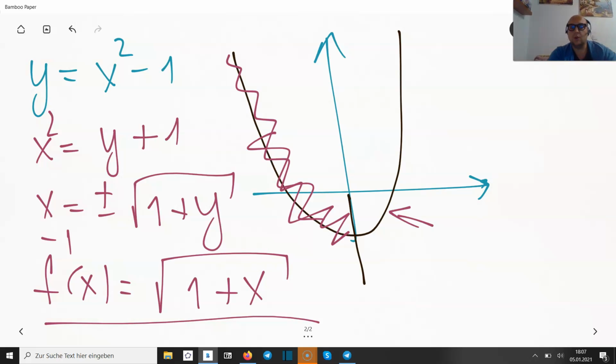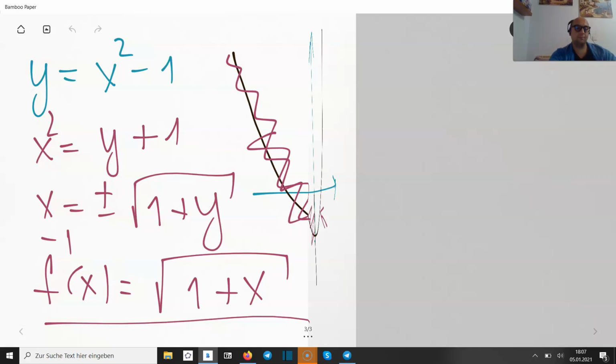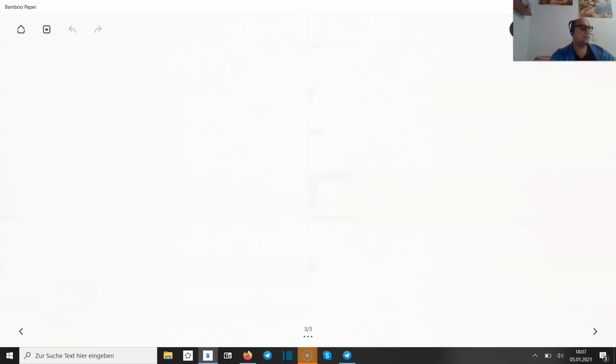This is what I was talking about, bijectivity of functions. If we were taking this function from R to R, from real numbers to real numbers, it wouldn't be bijective. Make sure you understand this concept.